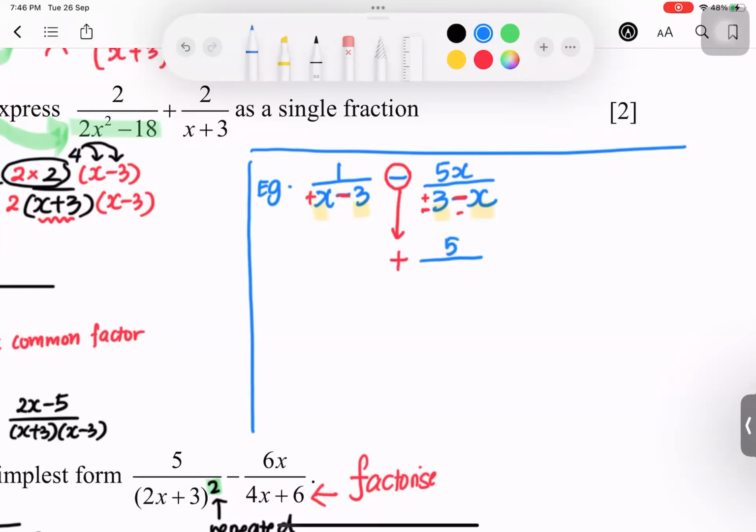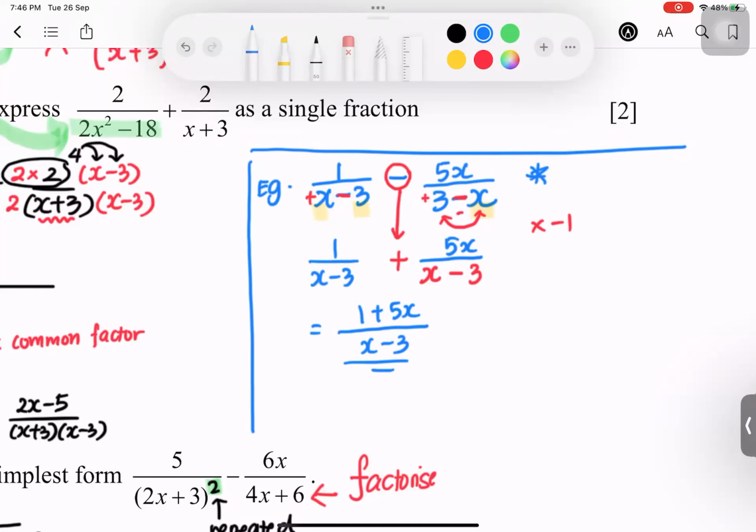5 over. So when I multiply by negative 1, this thing will change position. The x from negative x becomes positive x. The 3 from positive 3 becomes negative 3. Then when I do this, I will realize that now it changed into the same denominator. So if they change to the same denominator, already I can combine together: 1 plus 5x over x minus 3, answer. Can? So this one is a special type of question also, right?